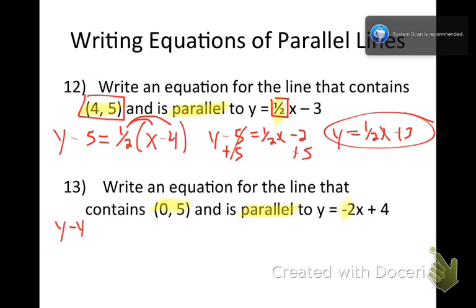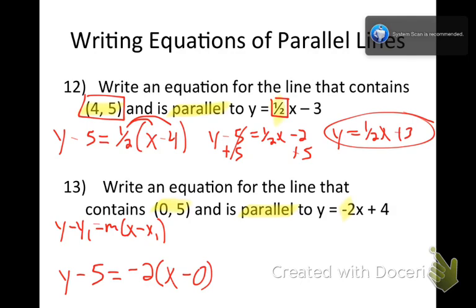So y minus y1 equals m parentheses x minus x1. So y minus, what's my y coordinate? 5. Alright, so I was looking at the wrong thing. 5. Equals, what's my slope? Negative 2. Parentheses x minus, what's my x coordinate? 0. Very good. Now how could I change that to slope intercept form? What would I do? Get the y by itself.